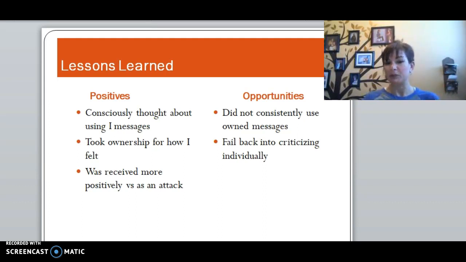So what are some of the opportunities? I did not utilize owned messages for the whole conversation. A couple times I slipped up after his excuses and said things like, you never proactively take care of the house unless I tell you to. You have to do better. So again, it was more avoiding owning the message and more on the attack, which can make him become defensive.